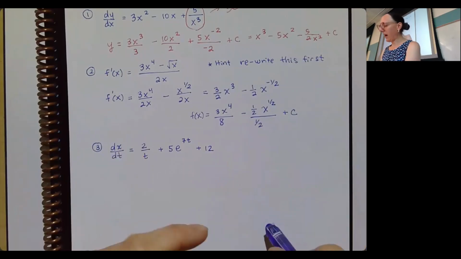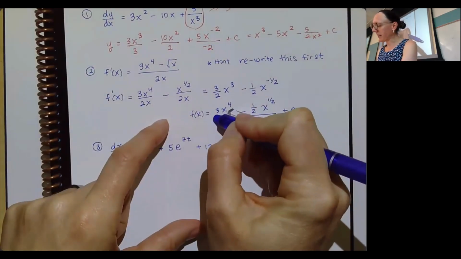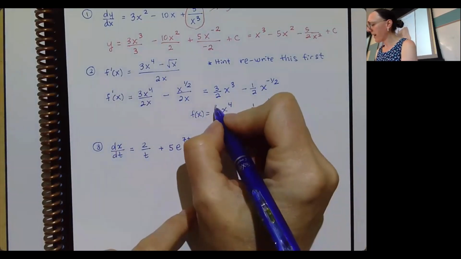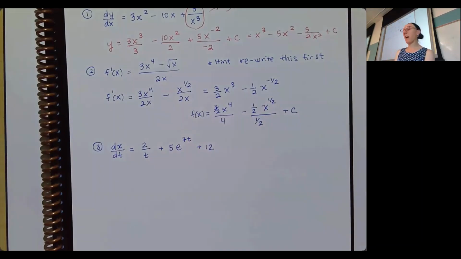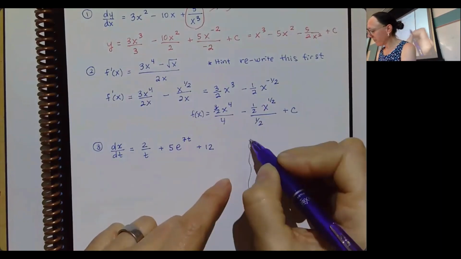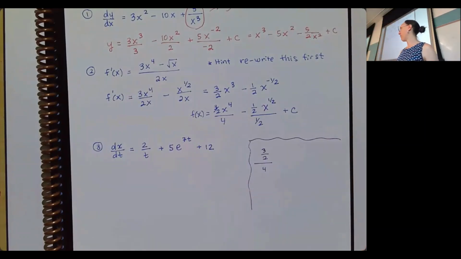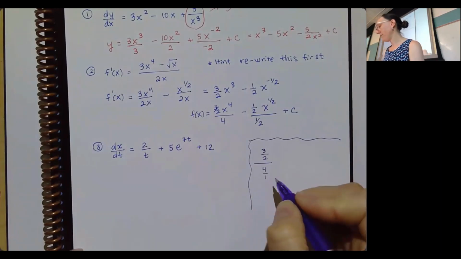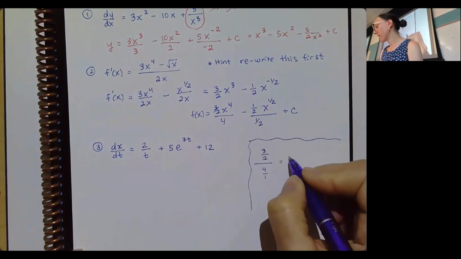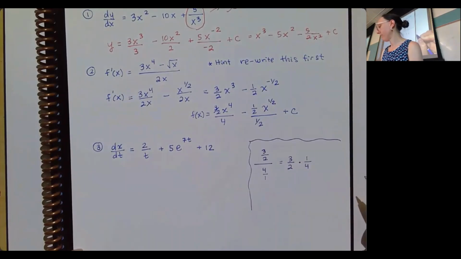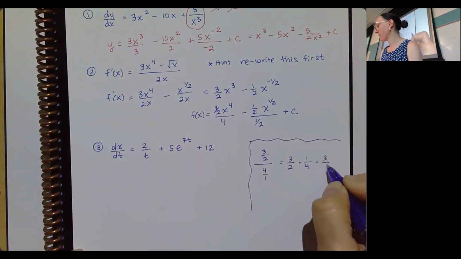So I could have left this as 3/2 divided by 4, and that'd be okay. But fun with fractions, if I have 3/2 divided by 4, secretly that 4 is a 4 over 1. So that's equivalent to saying 3/2 times 1/4, or 3/8.